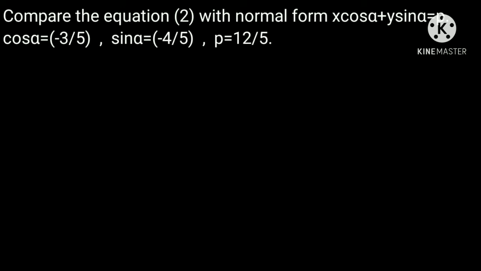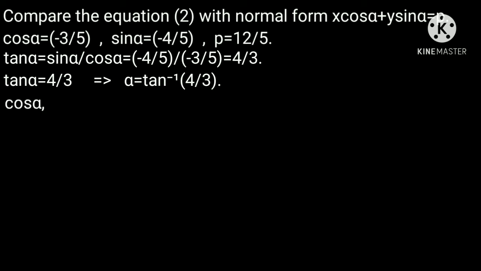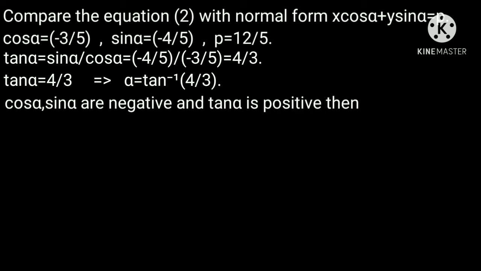From these values, cos alpha and sin alpha, we can find tan alpha, that is tan alpha equal to sin alpha by cos alpha. Here substitute the sin alpha and cos alpha values: minus 4 by 5 by minus 3 by 5 equals 4 by 3. Then tan alpha equals 4 by 3. From this, alpha equals tan inverse 4 by 3. Cos alpha and sin alpha are negative and tan alpha is positive, then alpha belongs to Q3.